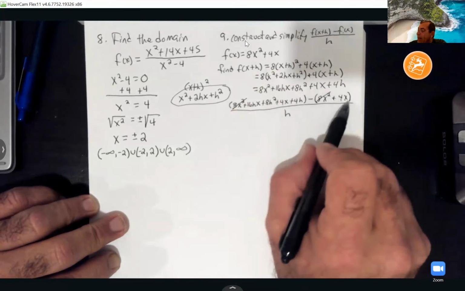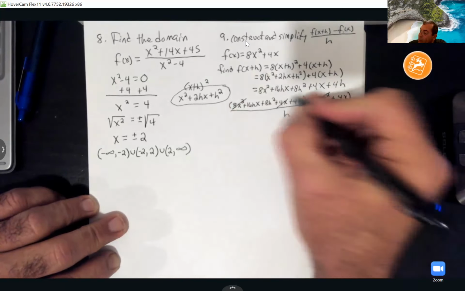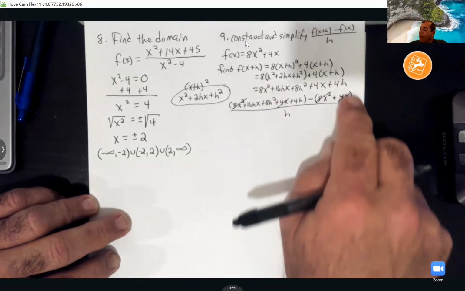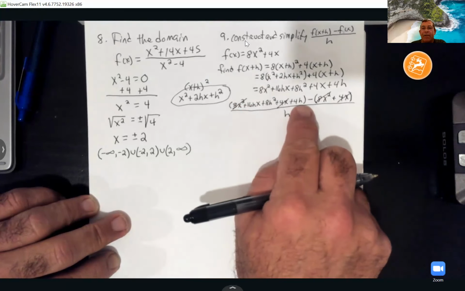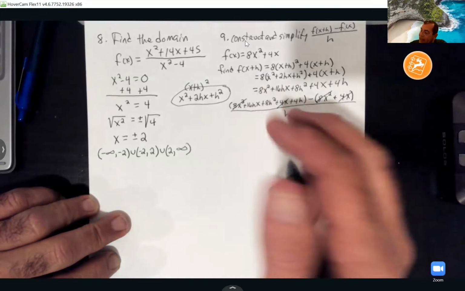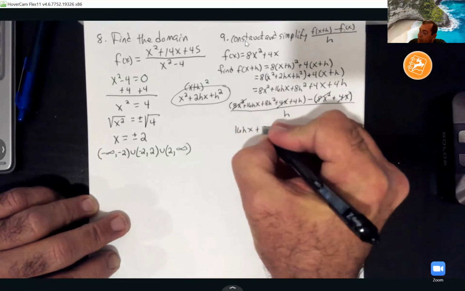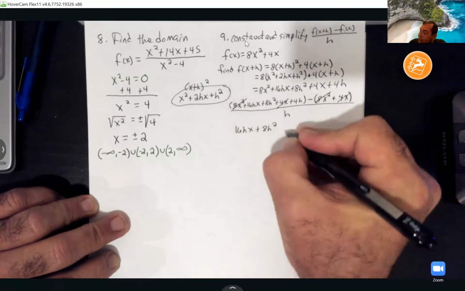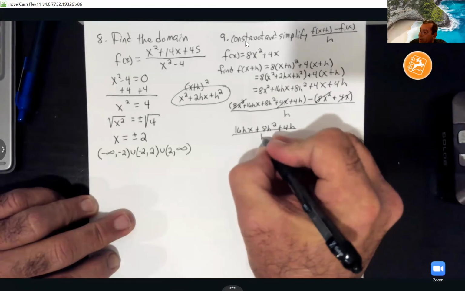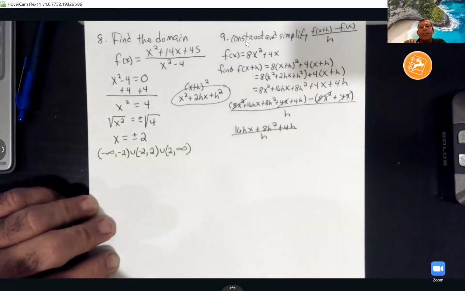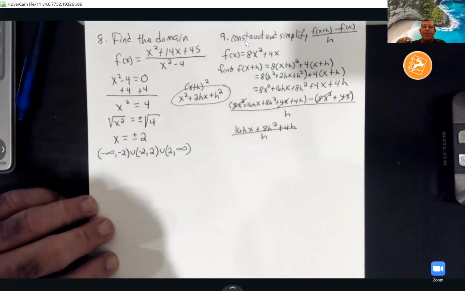Now remember, we're subtracting a 4x. Well, here's a positive 4x. So those 4x's are going to cancel out. Everything always cancels unless it has the h in it. So see, I got a 16hx plus my 8h squared plus my 4h all over h. So the question would be, what will this simplify to for my final answer?